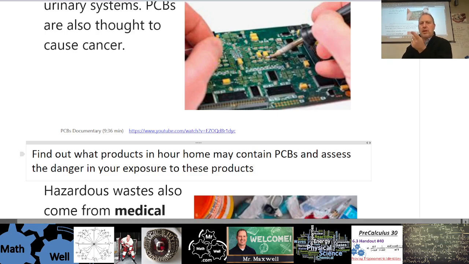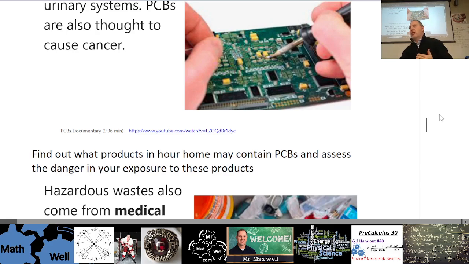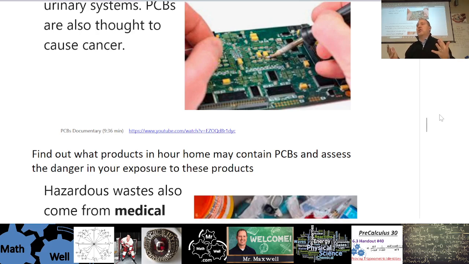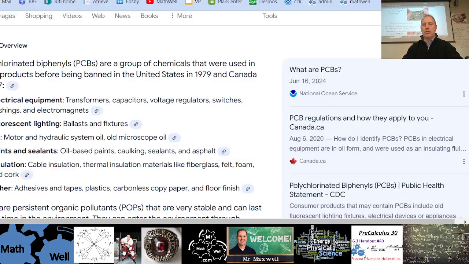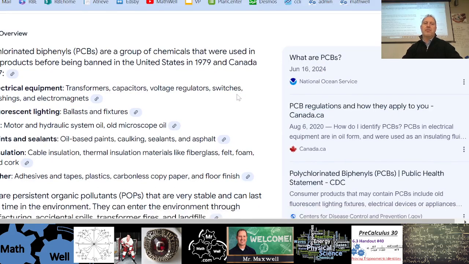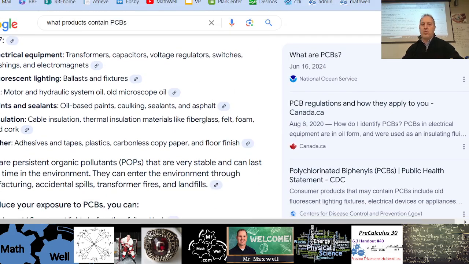So find out what products in your home may contain PCBs and assess the danger in your exposure to these products. So you may have a list of 10 things in your house that, hey, you know what, you come in contact with, and this is a real PCB risk. You may have a list of 2 or 3 things only. So do some research. Again, you can go to the net. What kind of things? I mean, everybody handles electronic equipment. Are you protected from that or not?